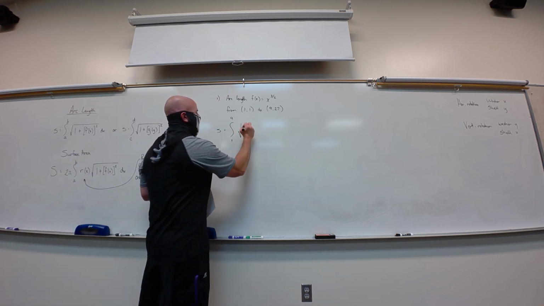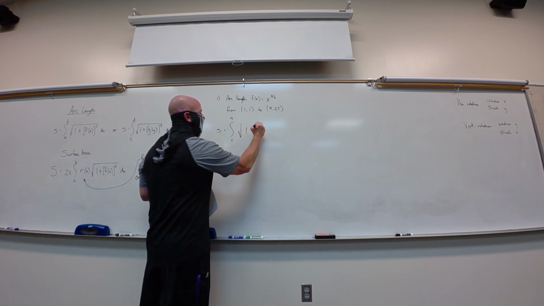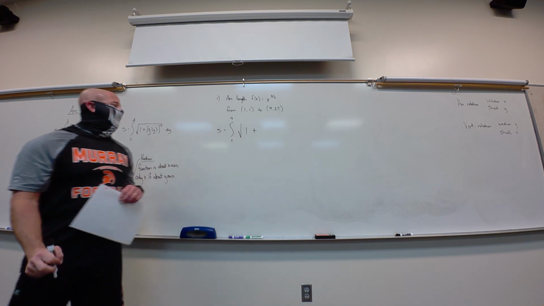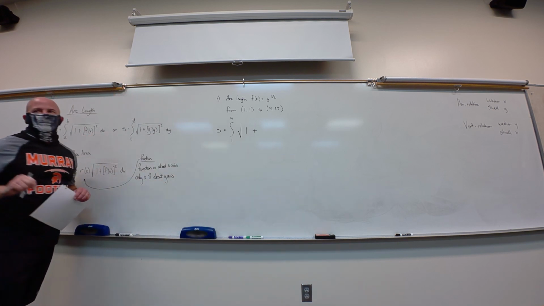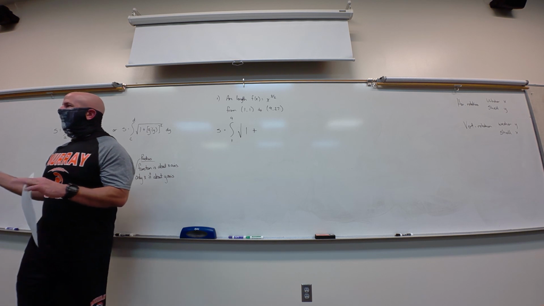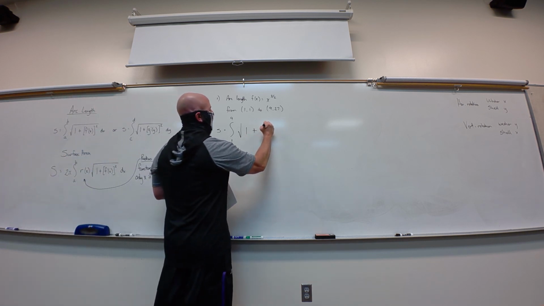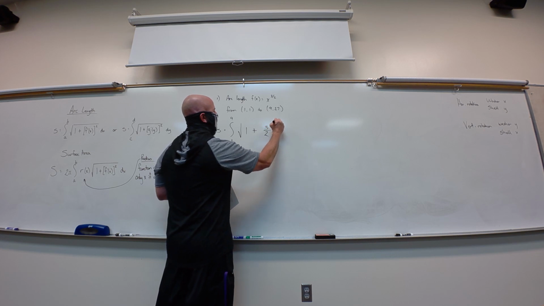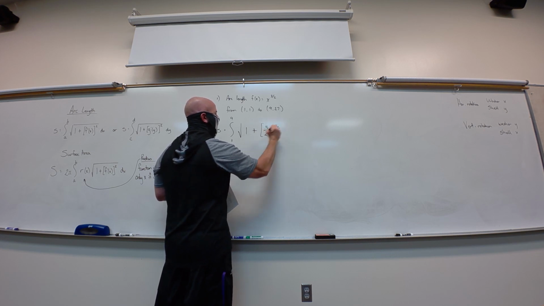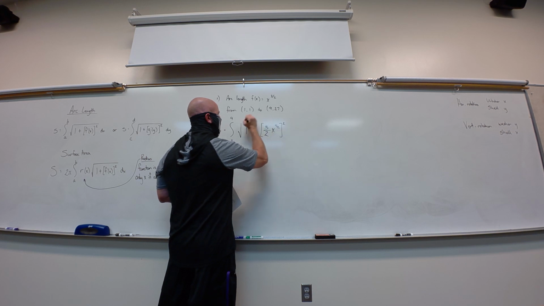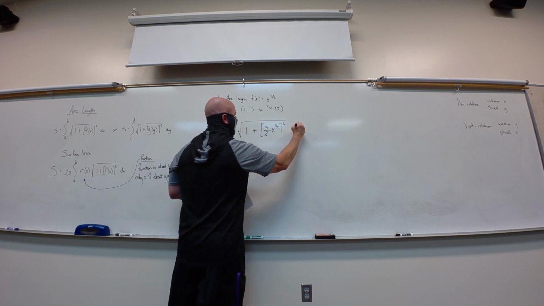Change in there. We're used to seeing that. Square root of 1 plus now our derivative. So there's nothing new on the derivative. We know how to take a derivative. So the derivative of this would be 3/2 x to the 1/2, squared, dx.